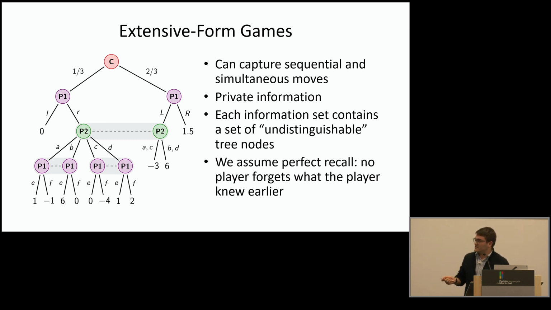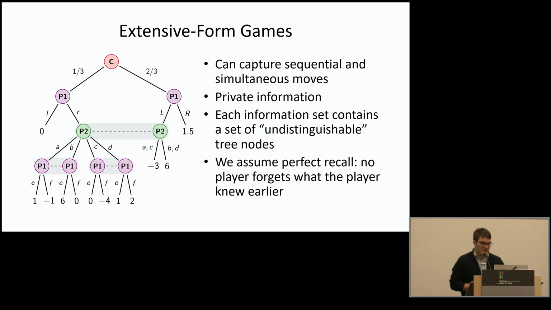What you can see here is usually how extensive form games are represented. We have the root of the game. In this case, it's a chance node, and what happens here is that chance will pick an action sampled from a distribution that chooses left with 1/3 probability and right with 2/3 probability, and then the game passes to player one, which in turn can pick left or right.